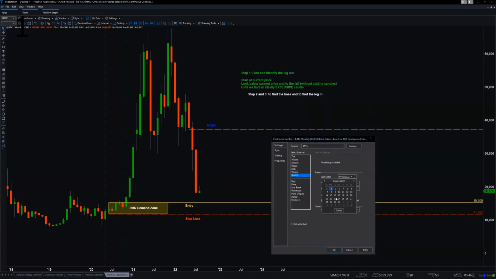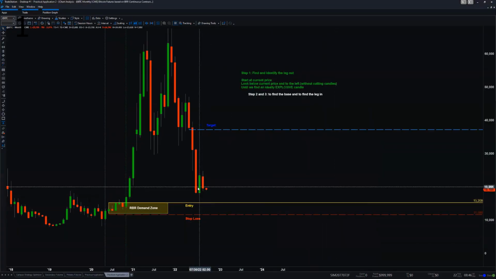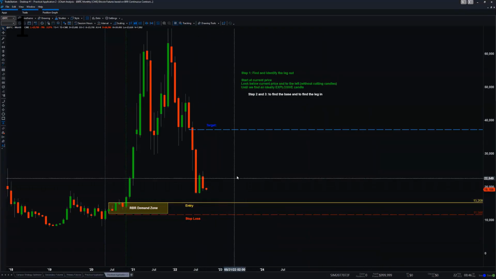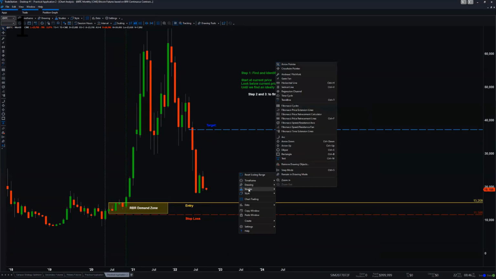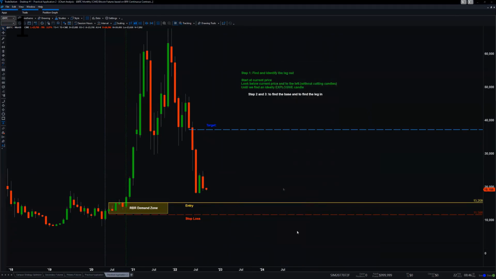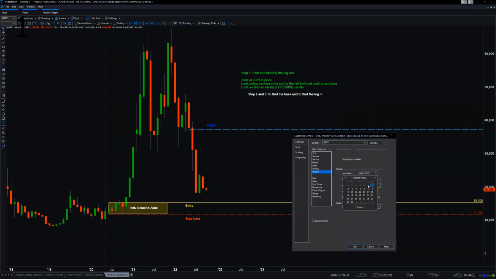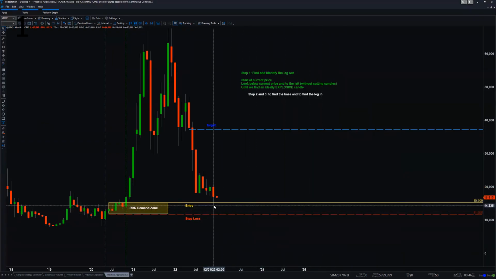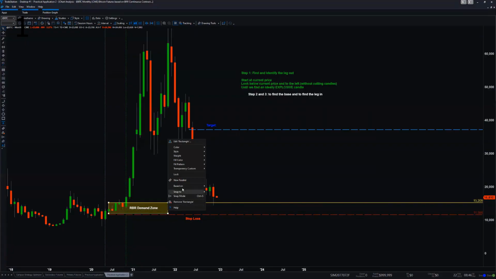Let's go 2 more months. Still nothing happens, right? Price is basing, but price is not yet in demand. We again go now 3 months. And now what is happening? Price is approaching monthly demand, and we can see price is piercing into the monthly demand area.